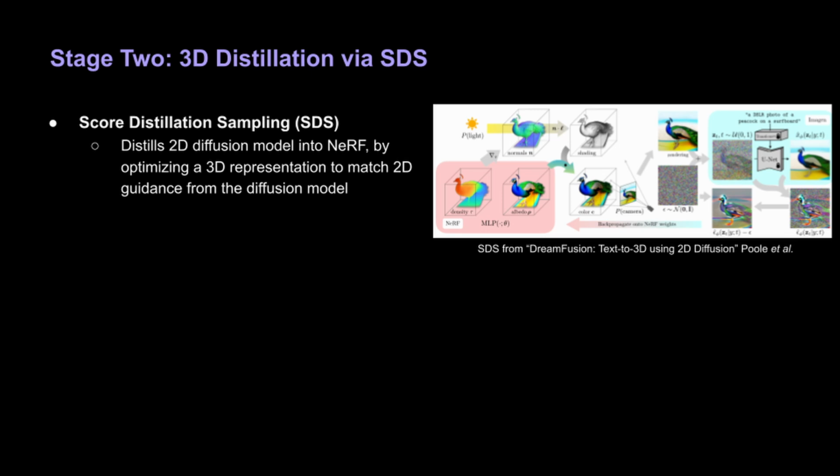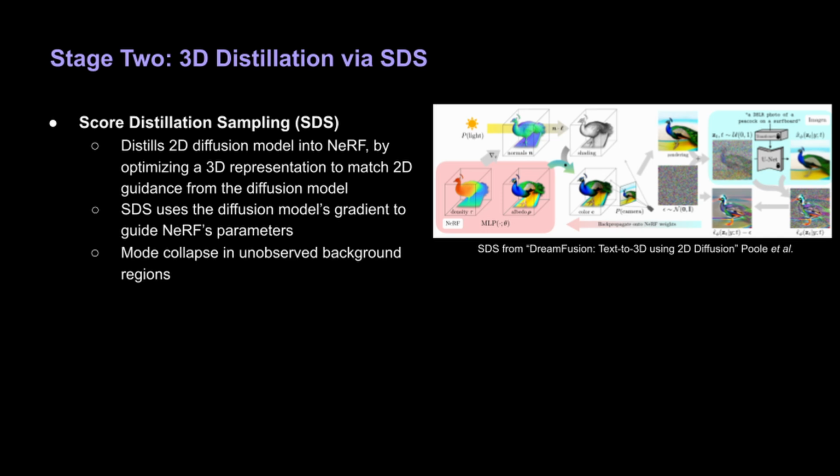Stage 2 is 3D distillation via score distillation sampling. SDS is proposed in the DreamFusion paper. It distills 2D diffusion model into NeRF by optimizing a 3D representation to match 2D guidance from the diffusion model. Here SDS uses the gradient of the diffusion model to guide parameter optimization in NeRF. The standard SDS, however, is prone to mode collapse, especially in background regions that the single input view doesn't observe, usually ends up with bland, uniform backgrounds.